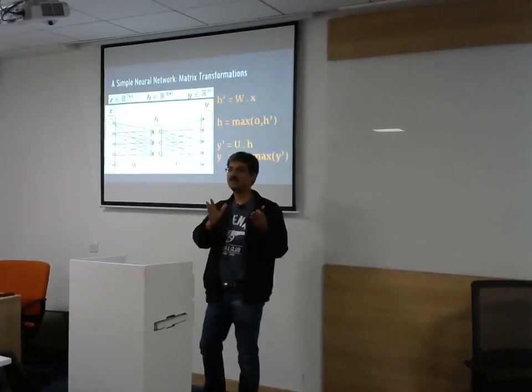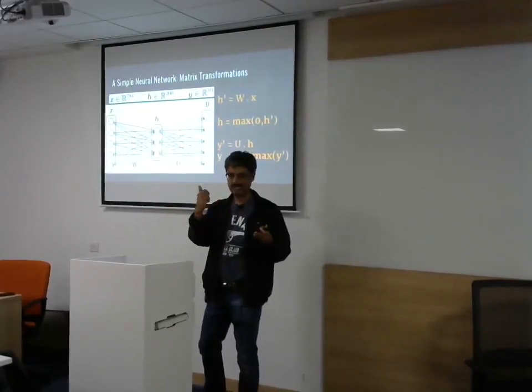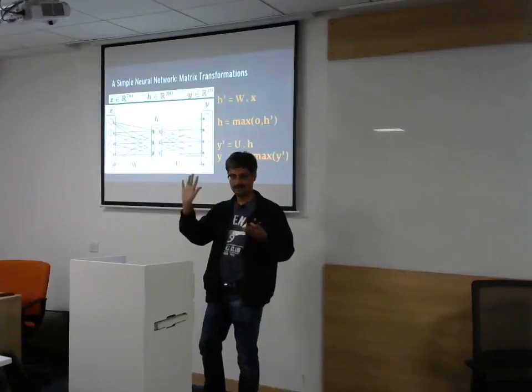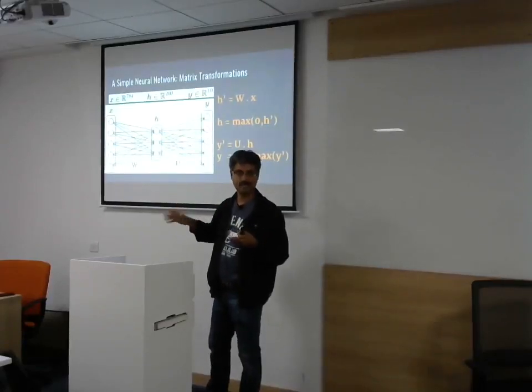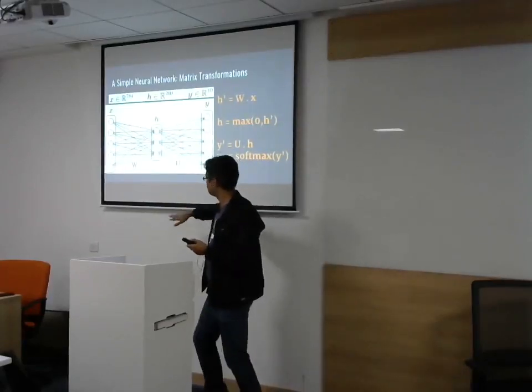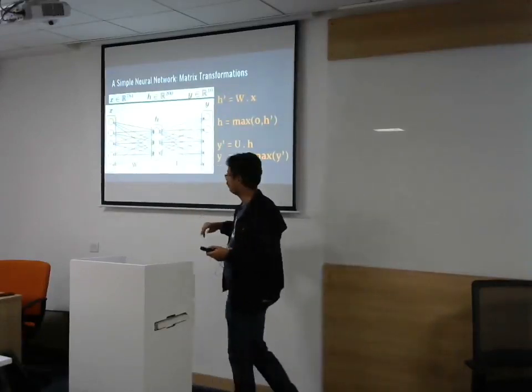And first of all, you don't understand how the brain works. Second, you need not try to mimic it fully. It's good to take them for what they are, and they're good enough. Okay, so there are two weight matrices, W and U.